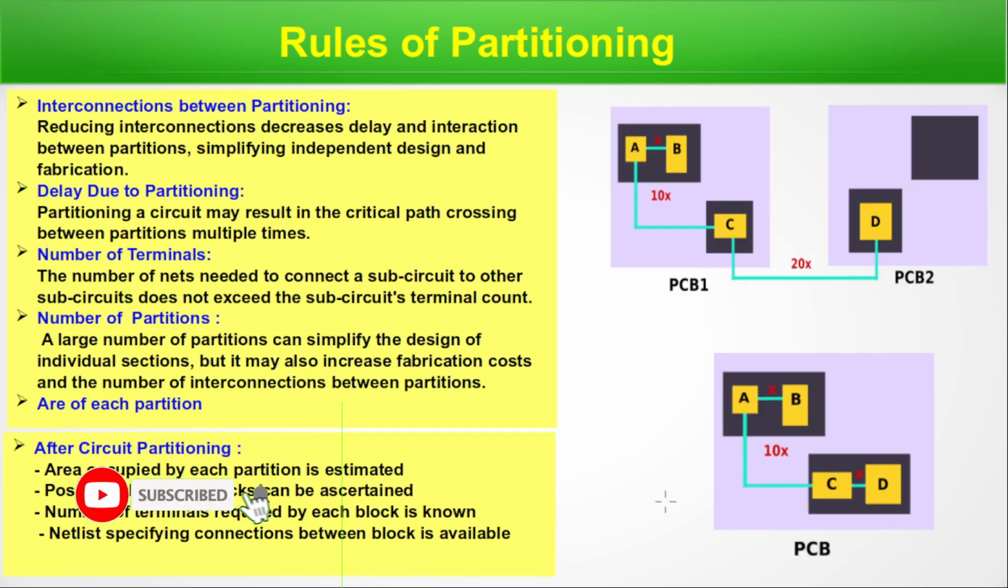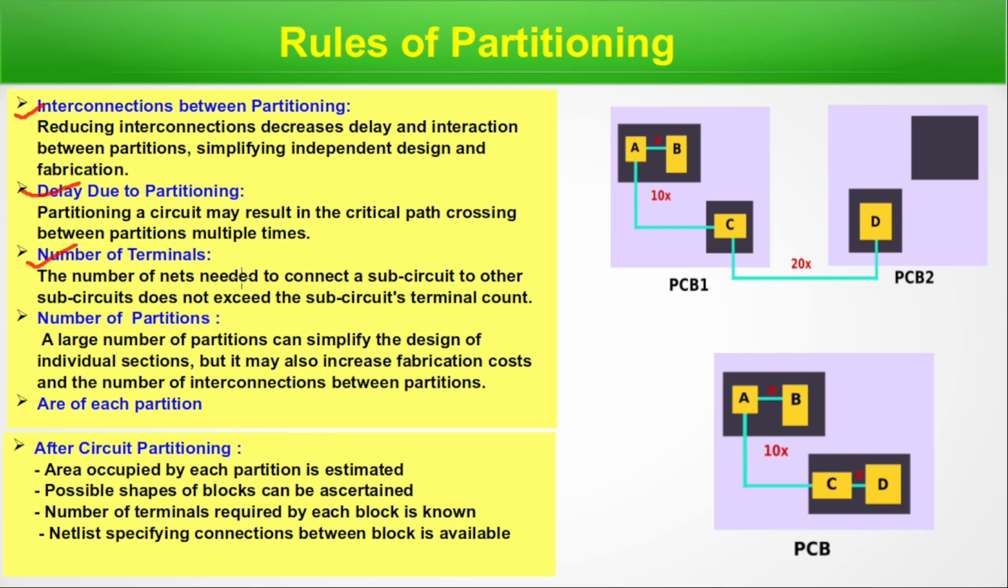Now rules of partition. We can do partitioning, but there should be constraints. There are some rules we have to follow. There are some points we need to take care of, like interconnections between partitions. Reducing interconnection decreases delay and interaction between partitions, simplifying independent design and fabrication. So interconnection between partitions, we have to keep that less, because more interconnects means more delay and more reliability issues. Partitioning a circuit may result in the critical path crossing between partitions multiple times. That might increase the delay.